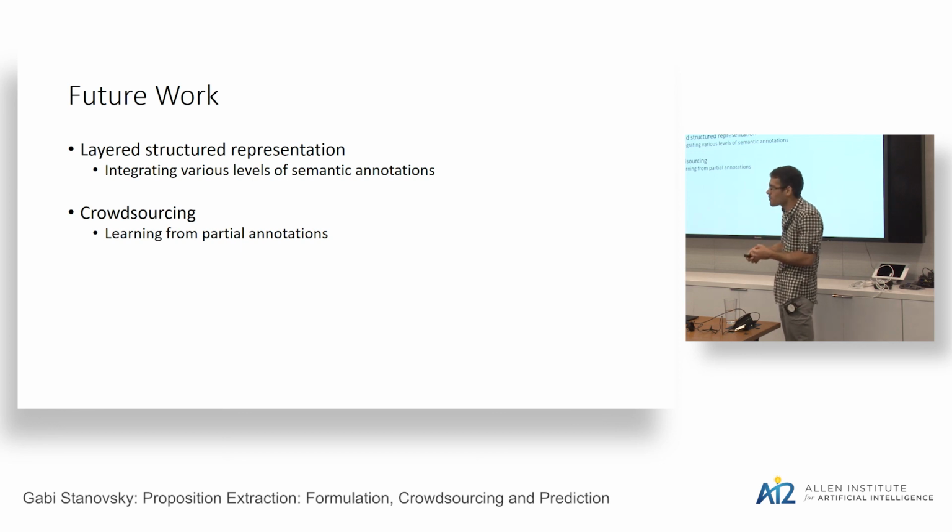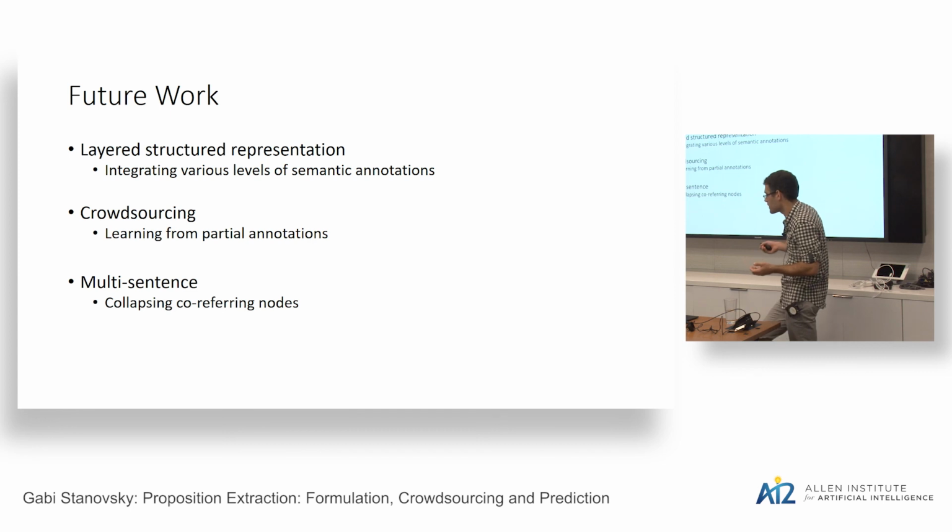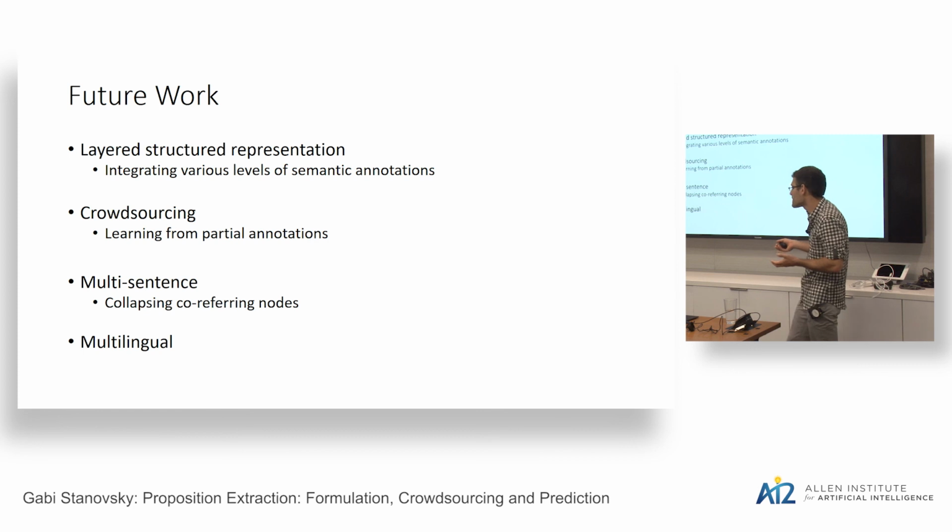That way you can spend your money better, get more annotations that are not full, but for larger amounts of sentences. Multi-sentence, that's something that I guess Ido talked about here yesterday, and that definitely interests me, how we can take proposition extraction to the multi-sentence level. That would require coreference, which I think is very interesting work to try and do, which incorporates a lot of semantic aspects that you need to solve in order to solve coreference. And finally, multilingual, that's also one possible future aspect.